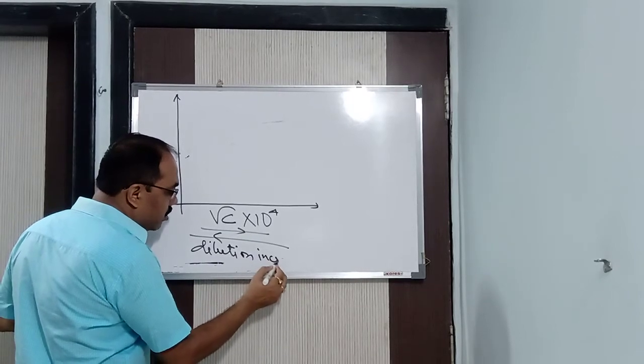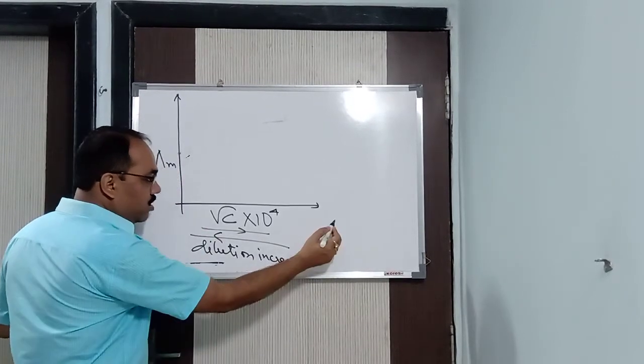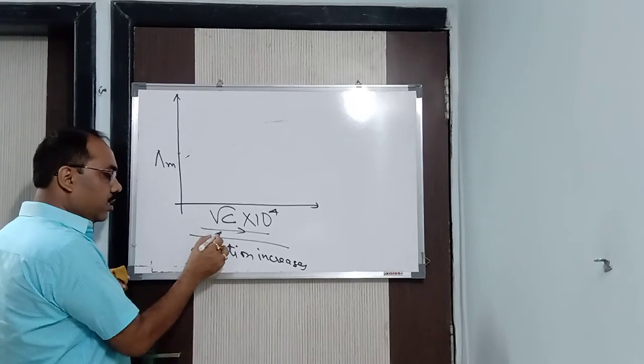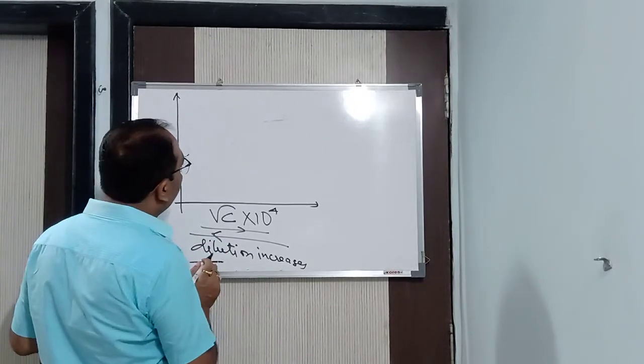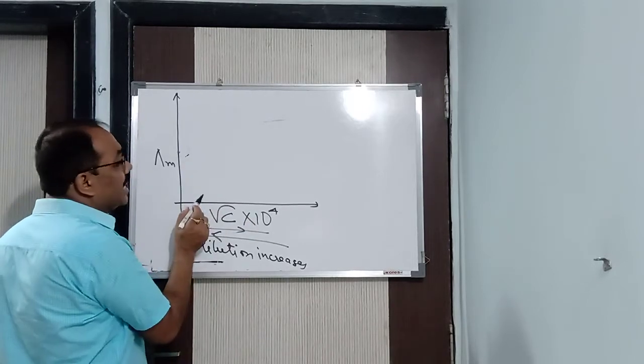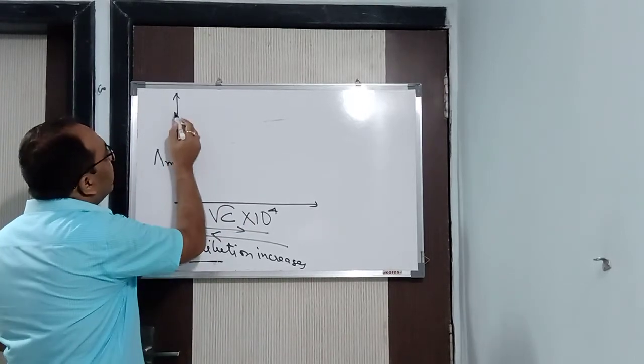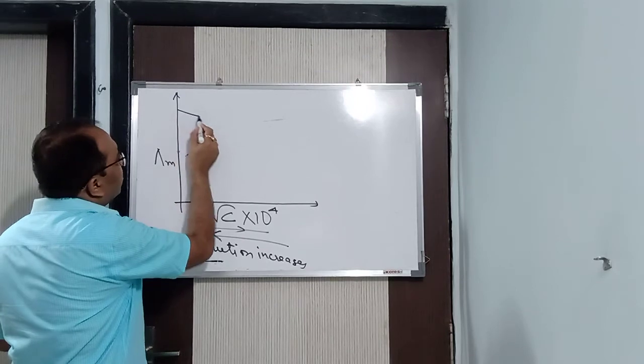Dilution increases. If concentration is going to increase in this manner, dilution is going to increase in this manner. You can see it here. Okay, fine. So when you draw a graph of KCl, a strong electrolyte, you will be getting this sort of graph.